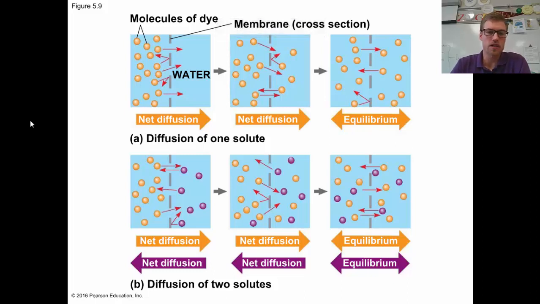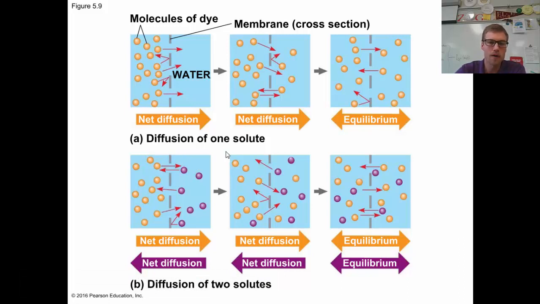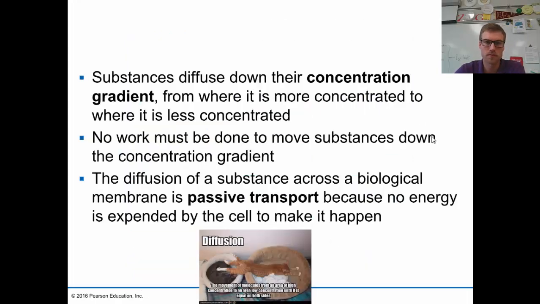So diffusion can be occurring between just one solute, right? Or it can be occurring among many solutes. So in our first example here, we have a higher concentration on the left than on the right. Overall, we're going to have a net movement of the molecules to the right until we reach equilibrium. Same thing for the second scenario where now we've got two different molecules. One's on the left, one is on the right. Over time, they're going to begin moving back and forth until we reach an equilibrium for both molecules.